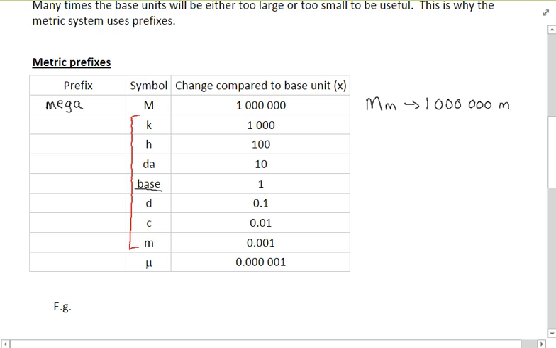That might be something like measuring the distance from here to something out in space. It's really, really far away. So saying I'm measuring it in meters wouldn't make a whole lot of sense, because you're going to end up with really, really big numbers. But talking about things in megameters would make a little bit more sense.